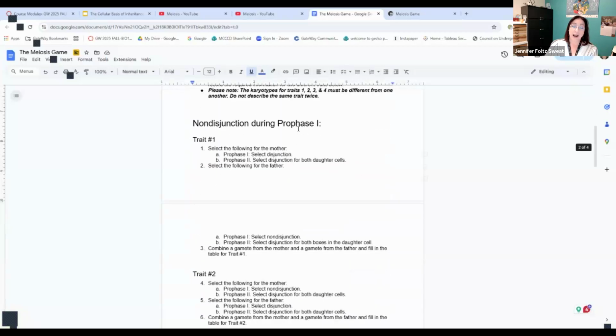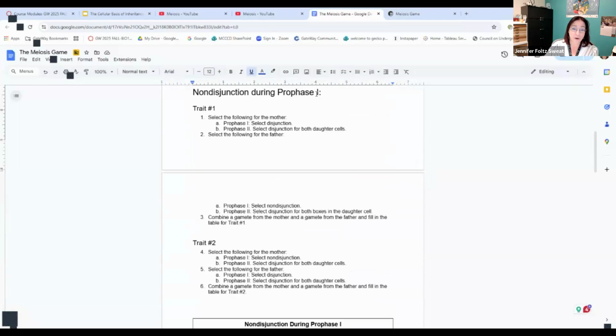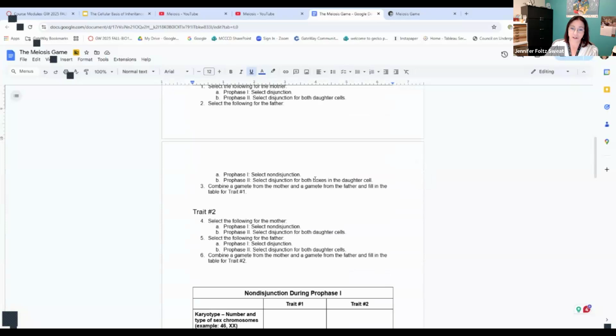Now, I give you what I hope are very clear instructions on how to do this. So, non-disjunction during prophase 1. Trait number 1, select the following for the mother. Prophase 1 disjunction, prophase 2 disjunction. Select the following for the father. Prophase 1 non-disjunction, prophase 2 disjunction. So let's take a look at this.